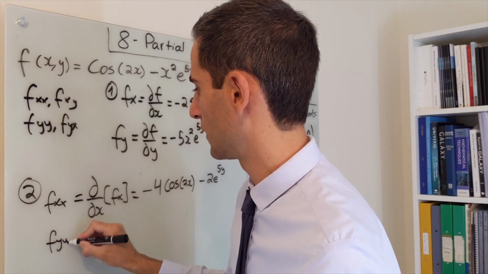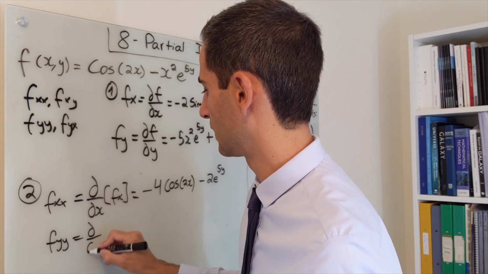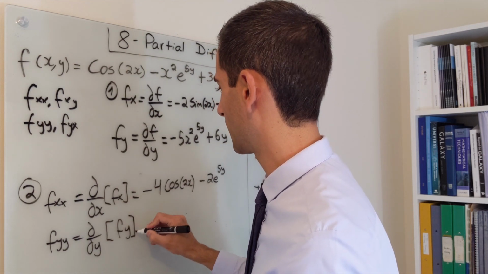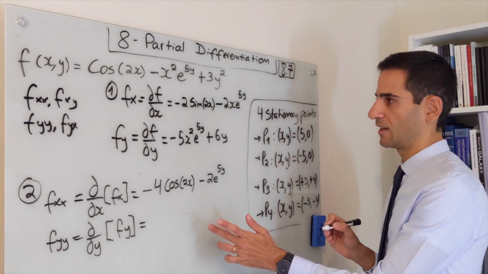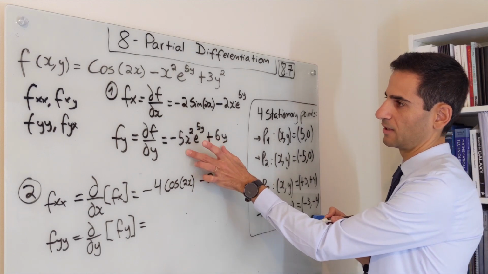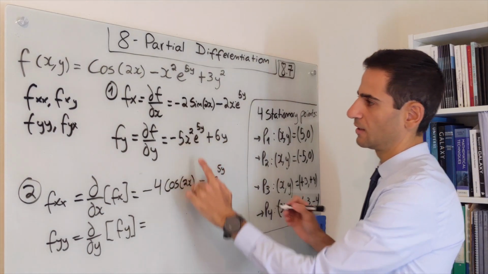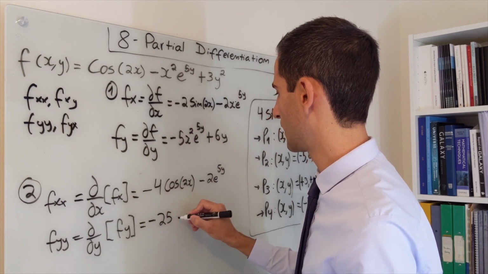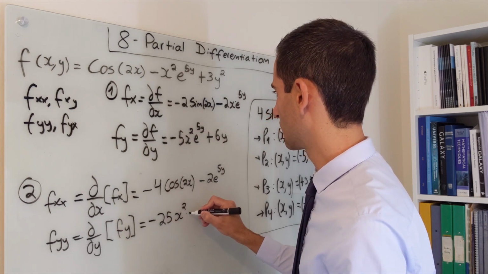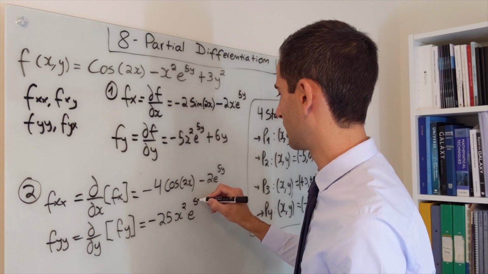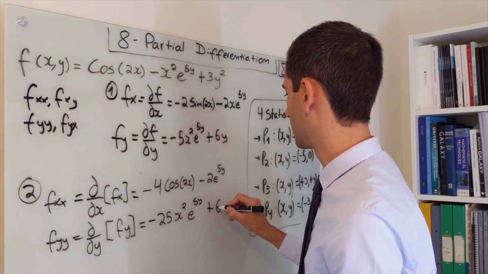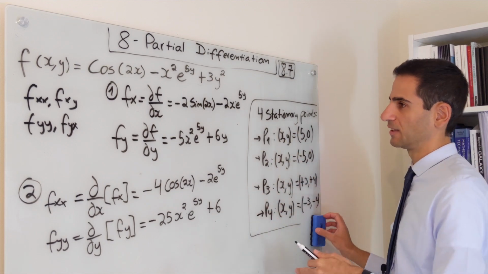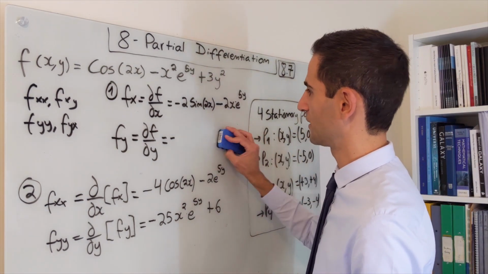We get f_yy as just applying d/dy to f_y. In this case, we are applying it to this, and we would get minus 25x squared e to the power of 5y plus 6. And for the other derivatives, we're going to have to make some space, so this will be the one sacrificed.